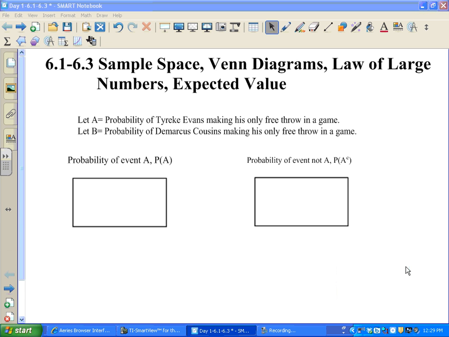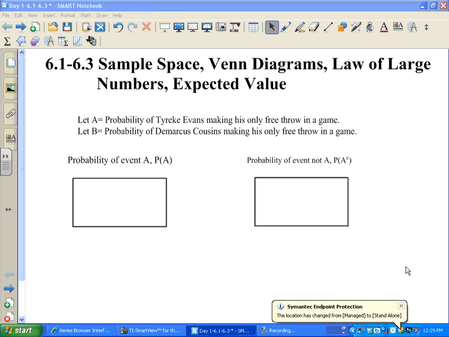First off, abbreviations and what I'm talking about. In this case, we've got two events. I need to change this slide because I don't think Tyreke Evans plays for the Kings anymore. Let A equal the probability that Tyreke Evans makes a free throw in a game, and B equal the probability that DeMarcus Cousins makes a free throw in his game. And this is saying he only shoots one free throw, and DeMarcus only shoots one free throw.